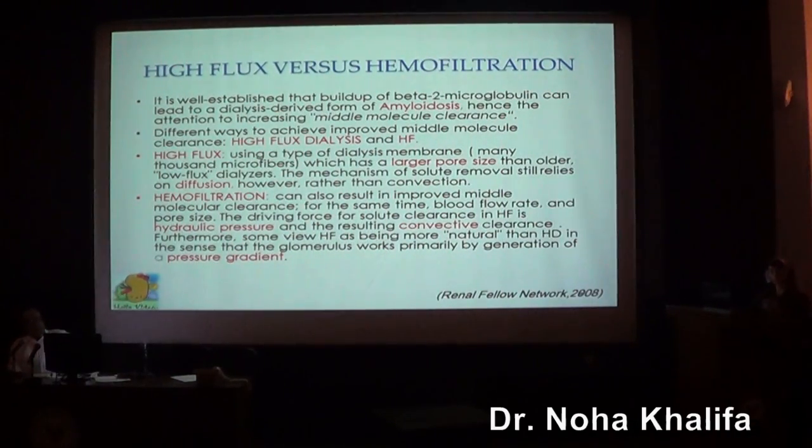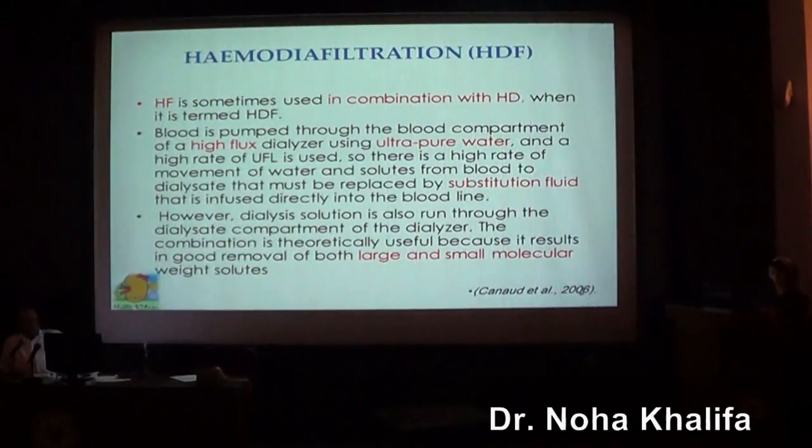Okay, so what's the difference between using a high flux and hemofiltration? If we're talking about removal of middle molecules, and the main reason we want to remove middle molecules is to prevent something called amyloidosis that patients develop after years of dialysis, let's say about 7 to 10 years, they develop this because nobody took care of preventing the accumulation of middle molecules. So high flux, you use, they have thousands of microfibers that have a large pore size, and this depends on diffusion. Versus hemofiltration, it depends on hydraulic pressure, but then induces convection, and you use a pressure gradient. So both of them are used for removal of middle molecules.